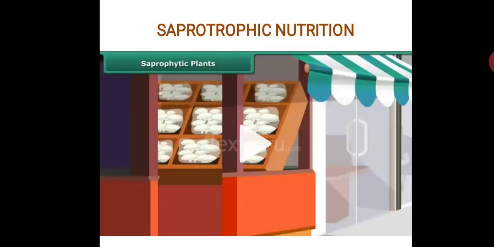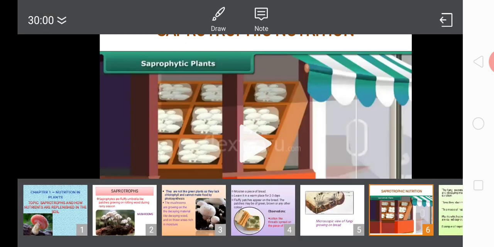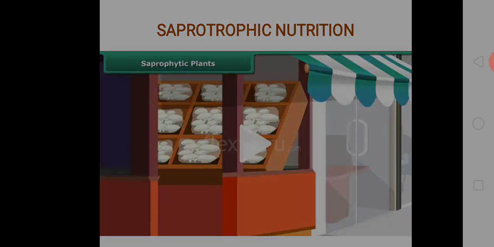The mushrooms belong to the family called fungi. They have no chlorophyll and they cannot carry out photosynthesis. Then, how do they acquire the nutrients? It's by means of saprotrophic nutrition. Let's watch the video on saprotrophic nutrition.